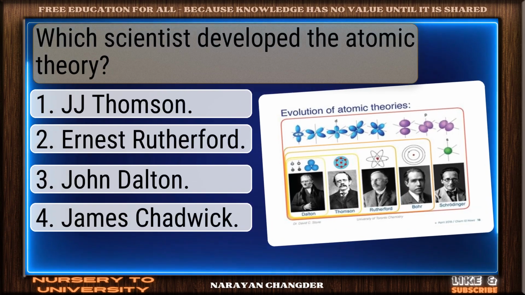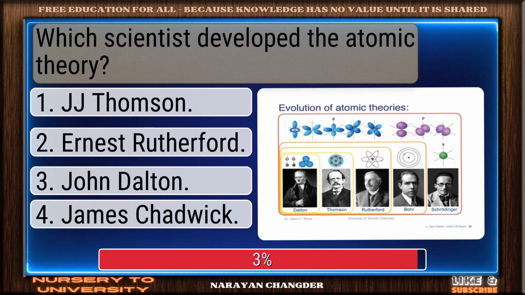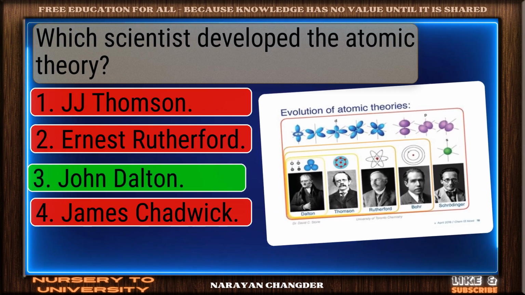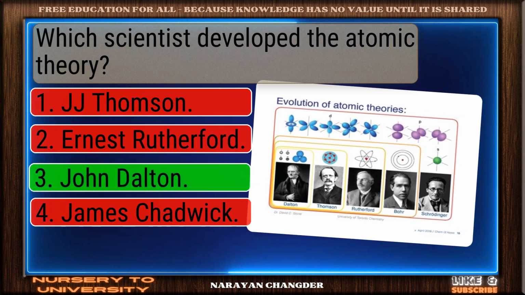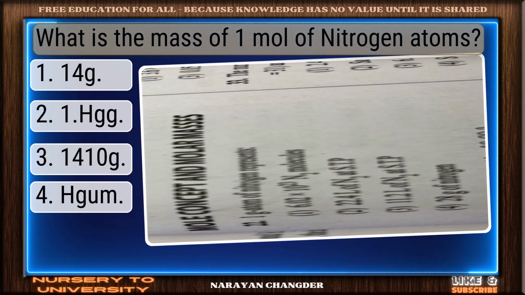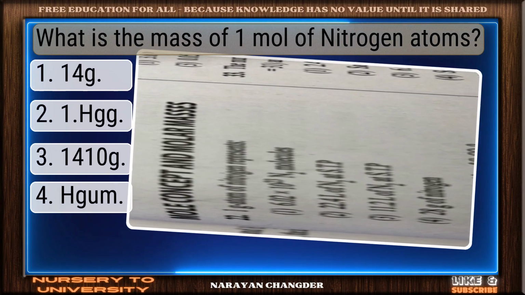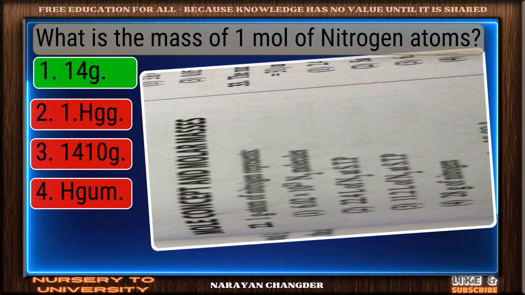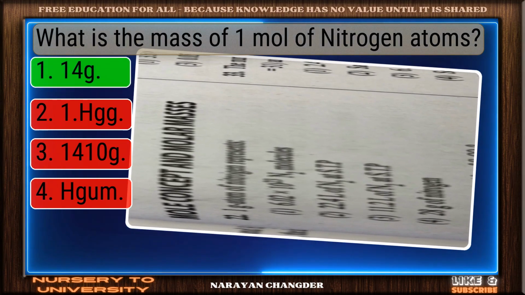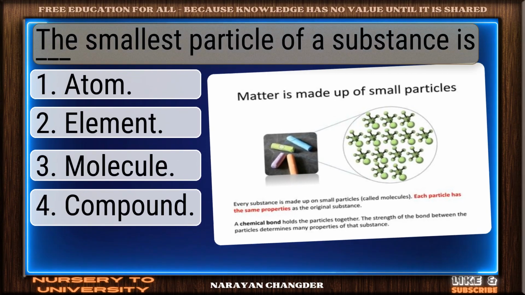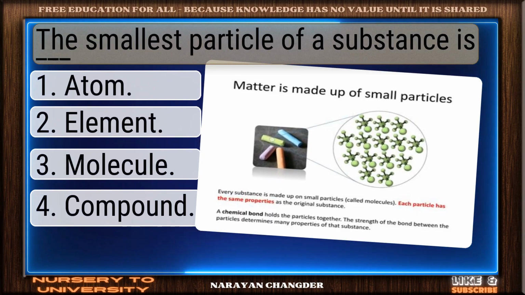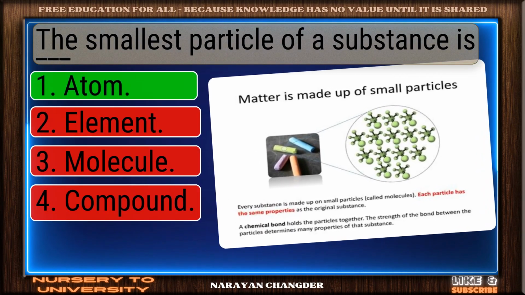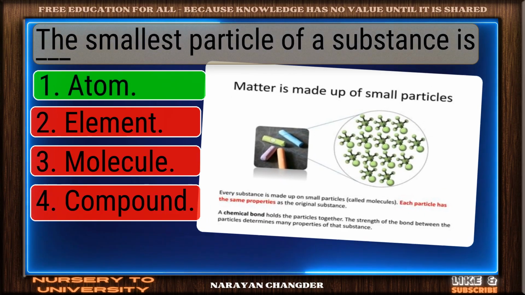Question number 164. Which scientist developed the atomic theory? You're right. John Dalton is the correct answer. Question number 165. What is the mass of 1 mole of nitrogen atoms? You got it. Your choice 14 g is right. Question number 166. The smallest particle of a substance is dash. Perfect. Atom is the correct choice.